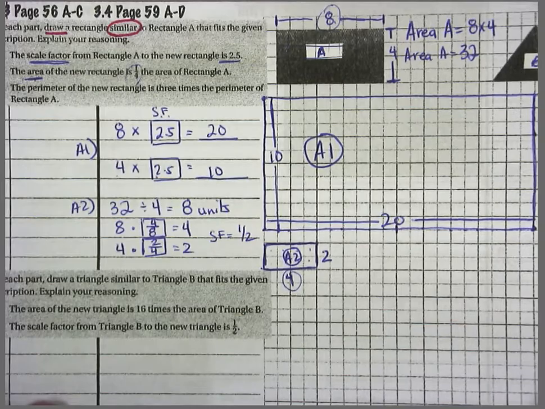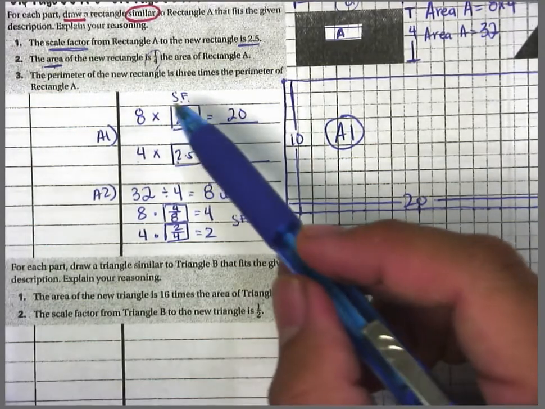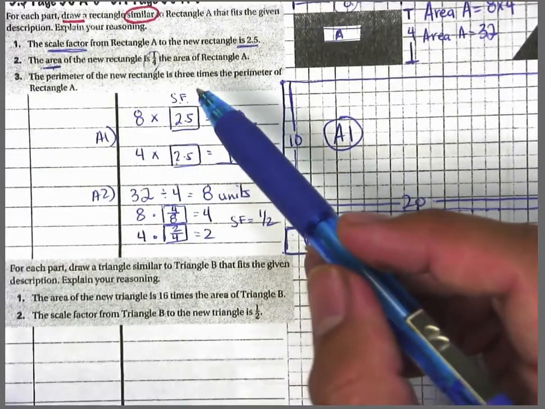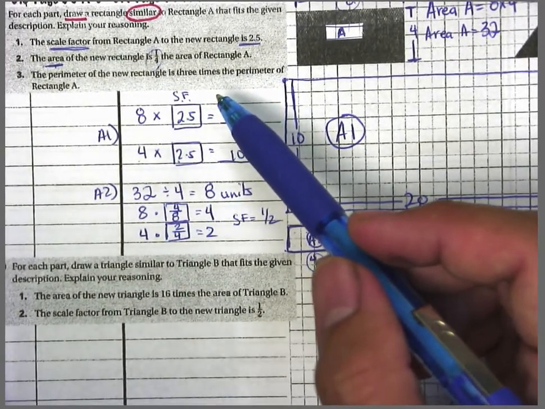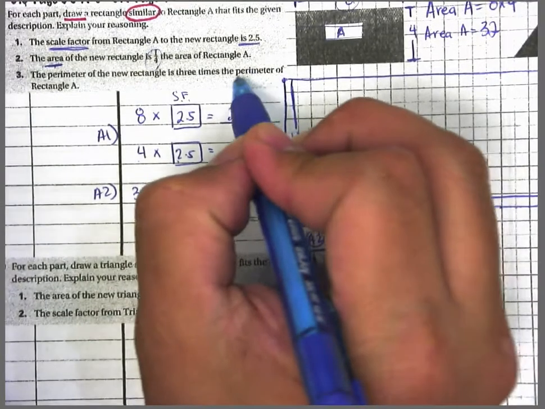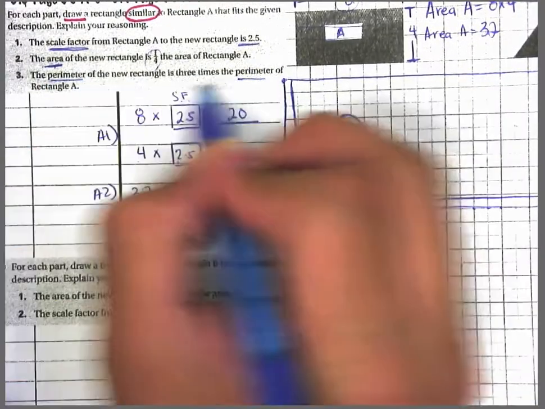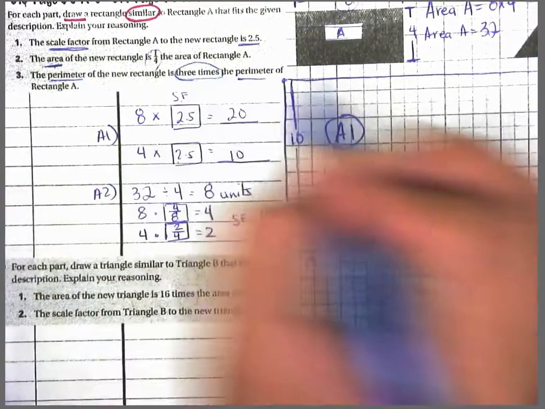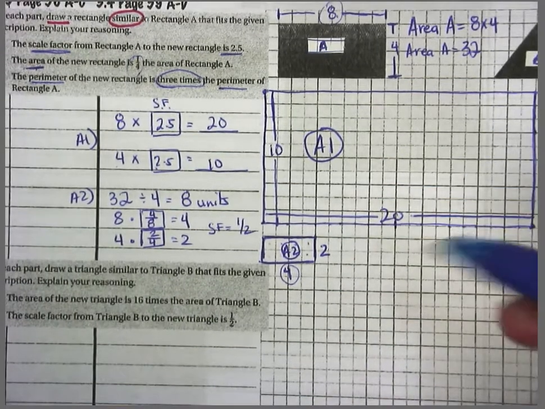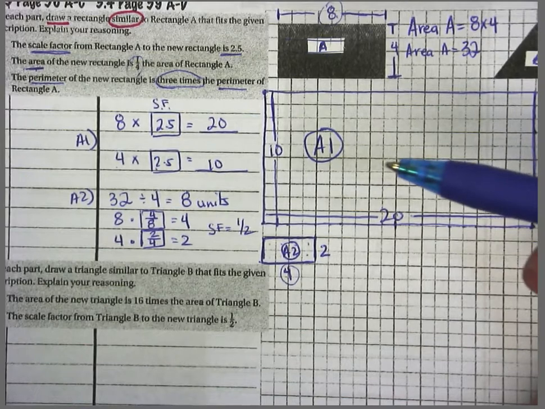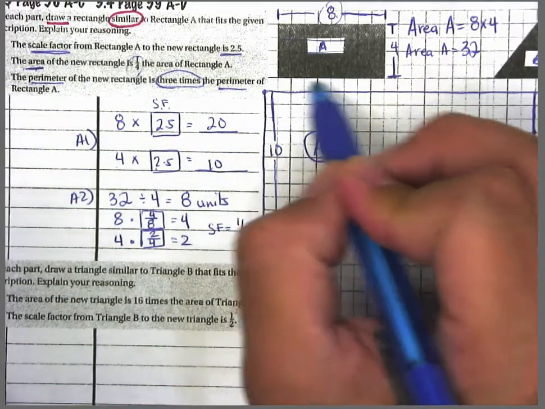Good. All right. Now question A3 says the perimeter of the new rectangle is 3 times the perimeter. This is important. We're talking about perimeter here. 3 times the perimeter of rectangle A. Now you have to know what perimeter is in order for this question to make sense. Perimeter is the distance around.